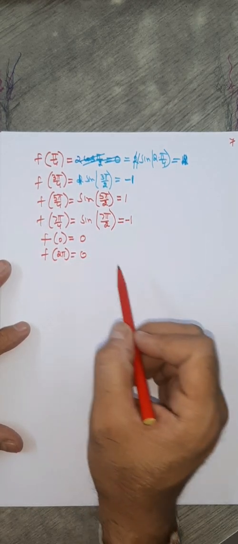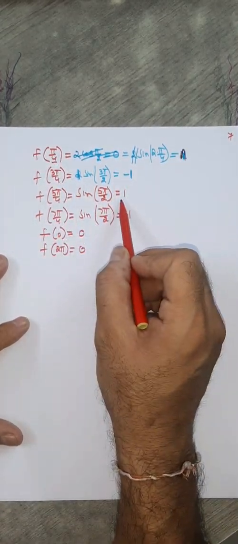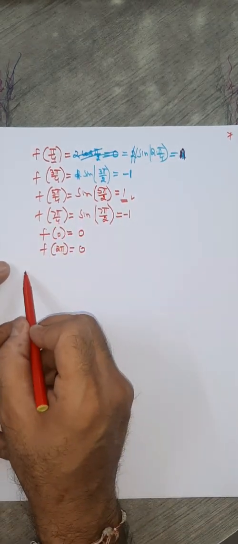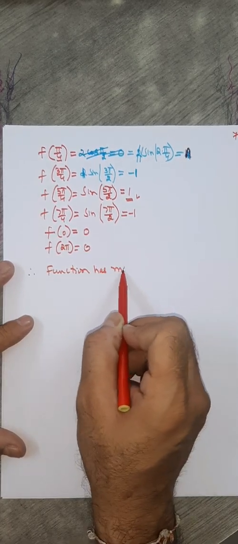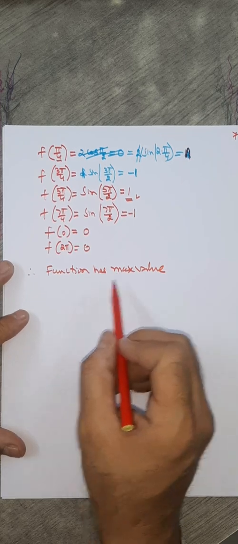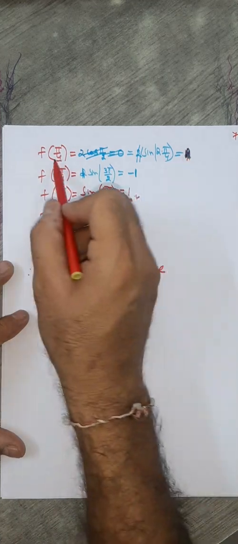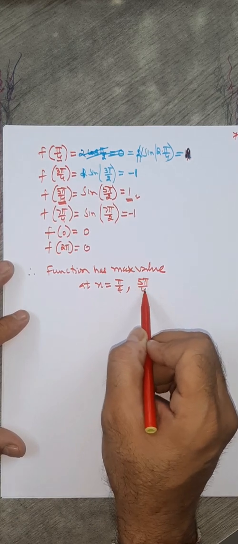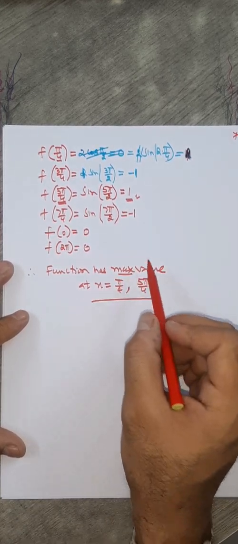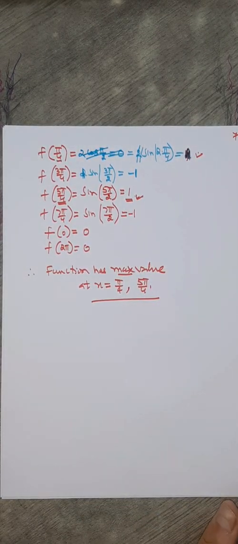So the function has highest value 1, which is at pi by 4. This is also highest, which is at 5 pi by 4. So the function has a maximum value; in fact this is the absolute maximum, 1, at pi by 4 and 5 pi by 4. These are the points where the function has the maximum value. And what's that maximum value? It is 1, because it is a sine function, obviously. So the maximum value will not be more than 1.